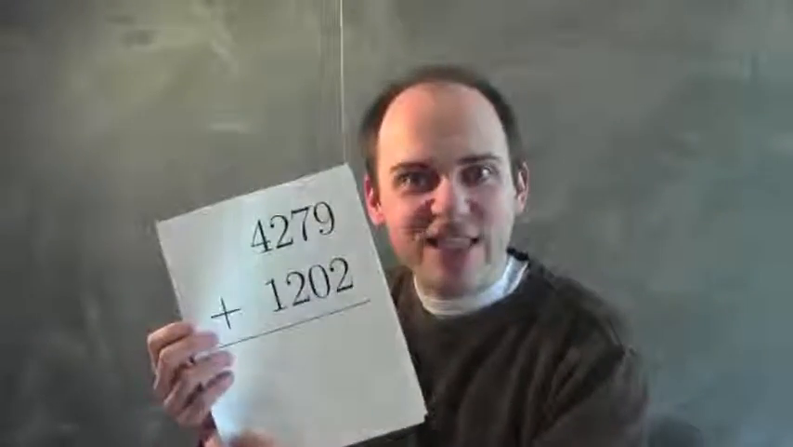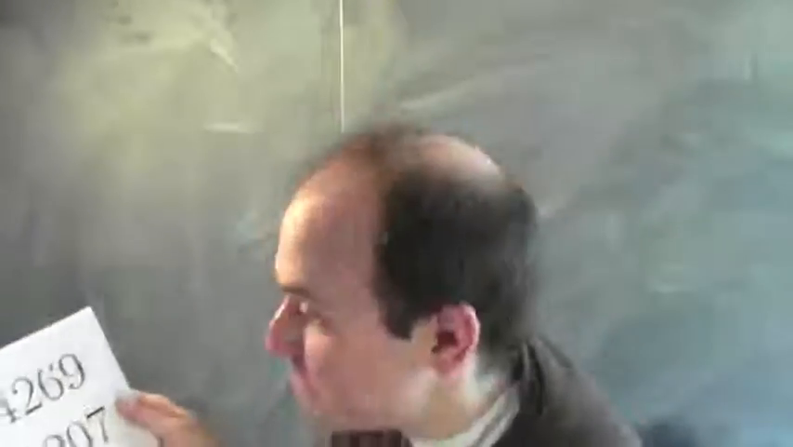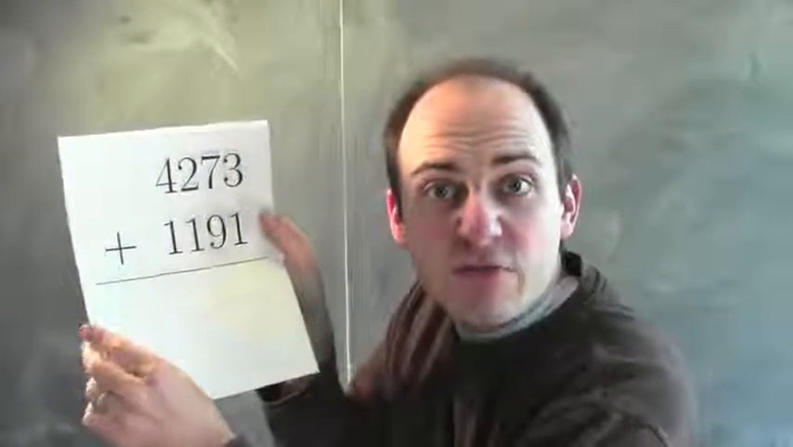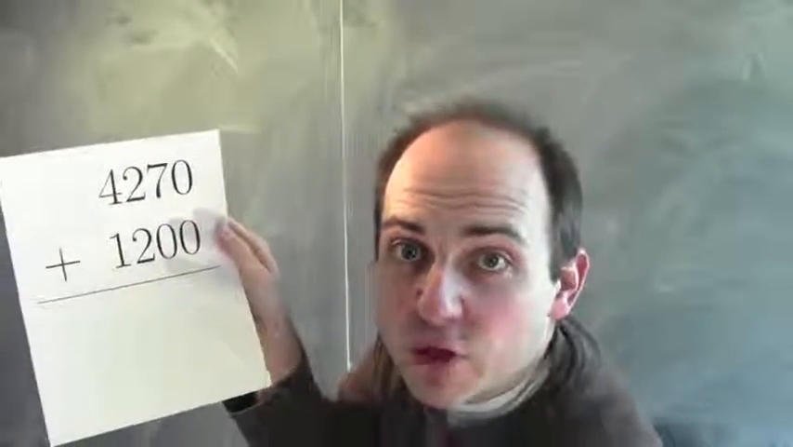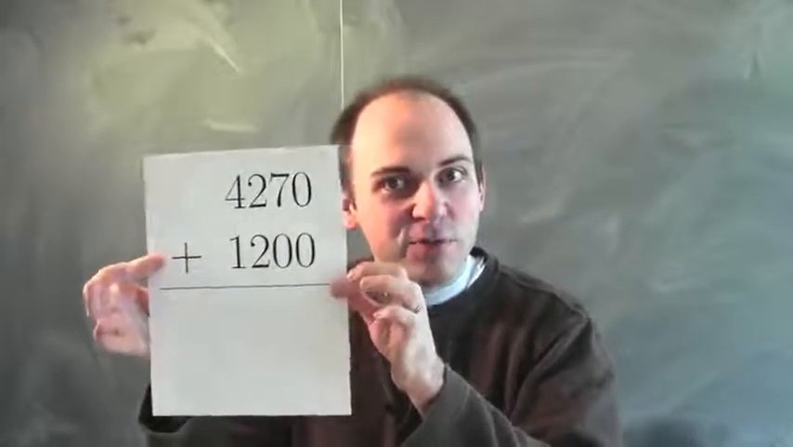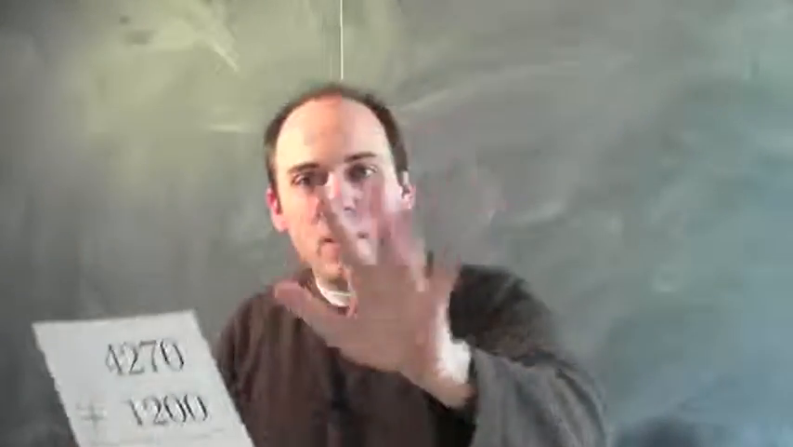There are subtleties even to things that appear as simple as addition. Here I've got some addition problems: 4279 plus 1202, 4277 plus 1190, 4269 plus 1207, 4273 plus 1191, and 4270 plus 1200. You'll notice that they're all close to this problem. The numbers that I've been listing off are all hovering around this problem. Anyway, I'm going to give out these problems to some people, have them try to do them.